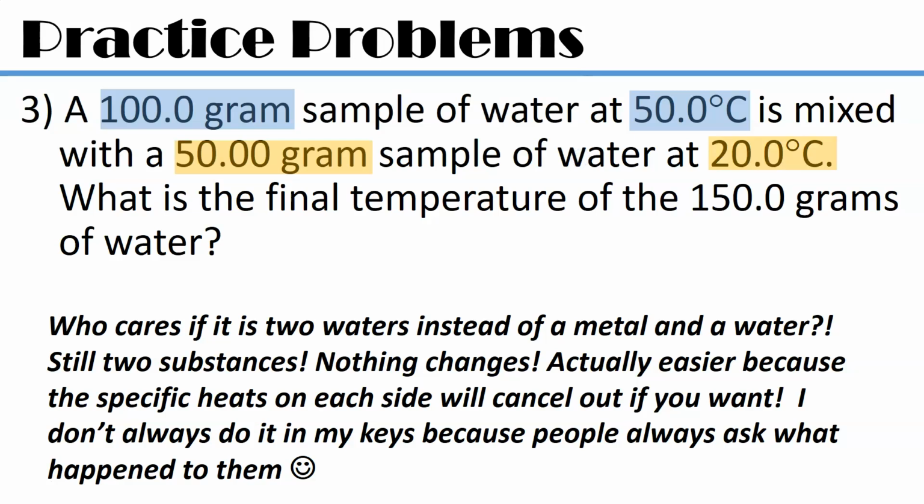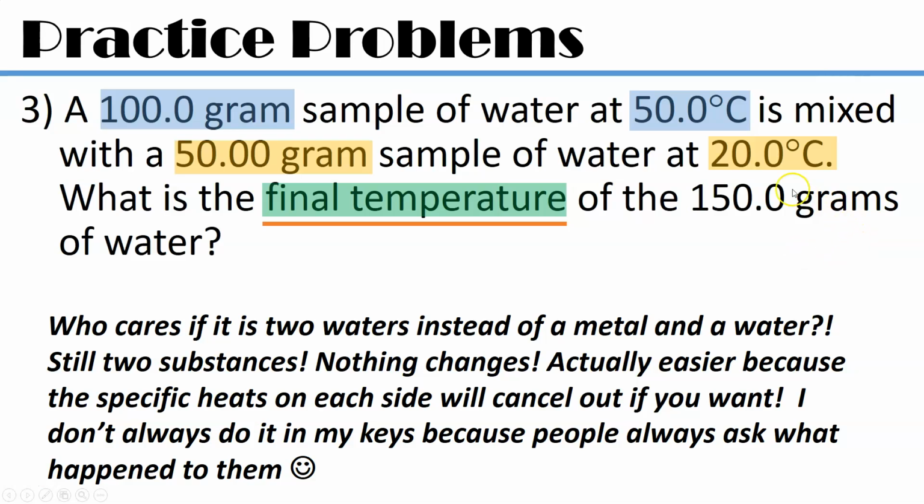All right, the second sample of water is at 20 degrees. So 1 cup of water is warm and 1 is cold. We have 100 grams in 1 cup. We have 50 in the other cup. And we want to know, what is the final temperature?